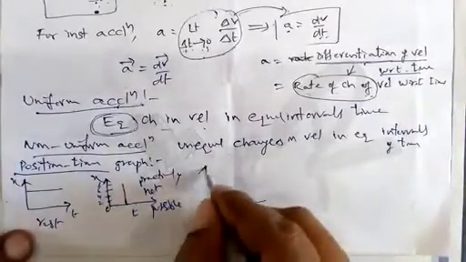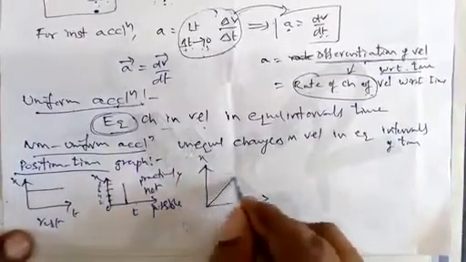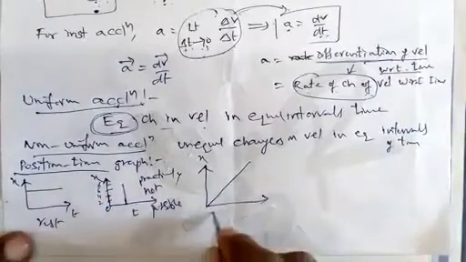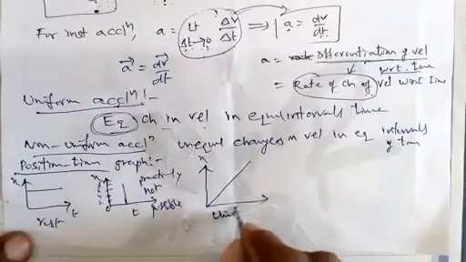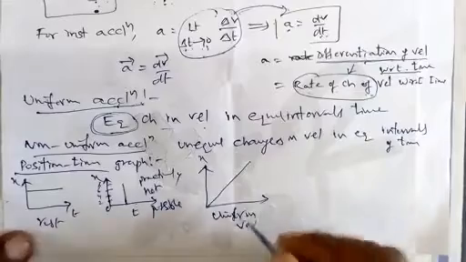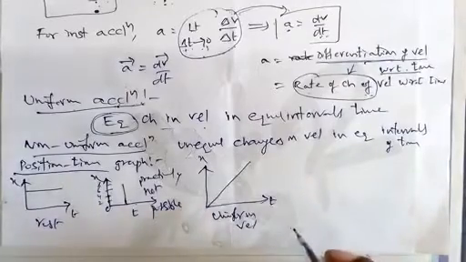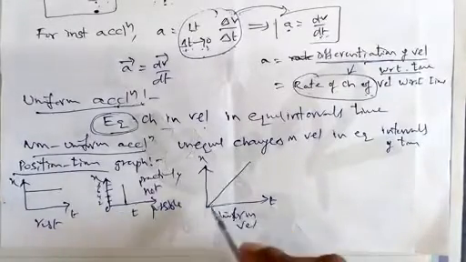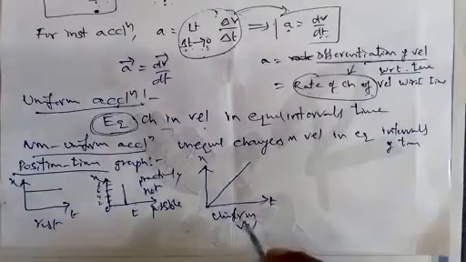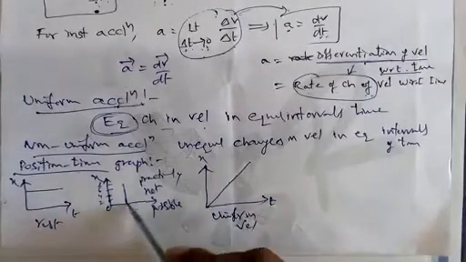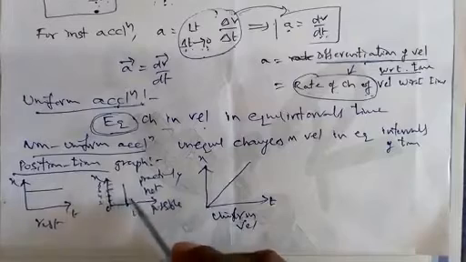Next, if the position-time graph is a straight line, what do we call this? It is uniform velocity. Remember this one. This one is time. If the position-time graph is a straight line passing through the origin, then it is called uniform velocity. A position-time graph parallel to the position axis is not possible.